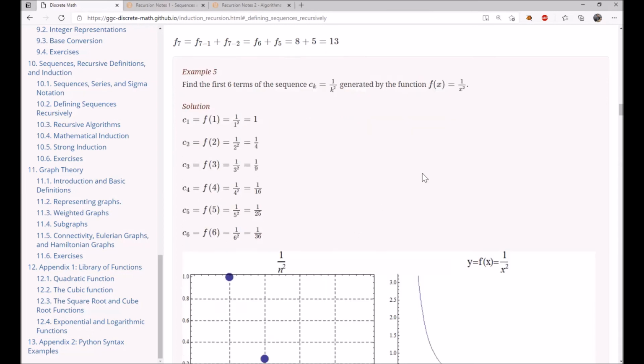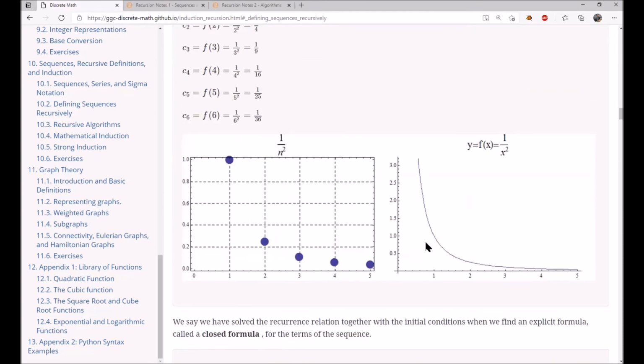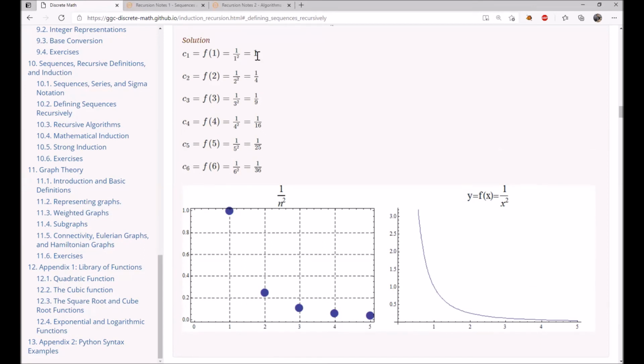And here's the comparison of those two graphs. When you plug in a 1, you're going to get 1. When you plug in a 2, here's 2 on the x-axis, you're going to get 1/4. When you plug in a 3 on the x-axis, you're going to get 1/9. And so this is what the terms of the sequence do. They go down this way.